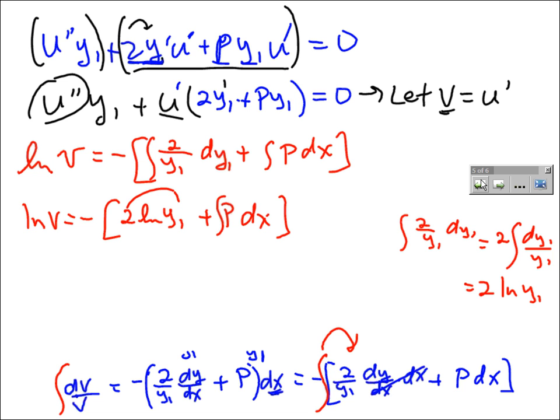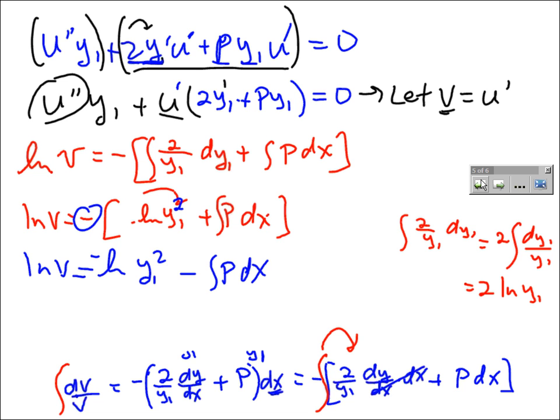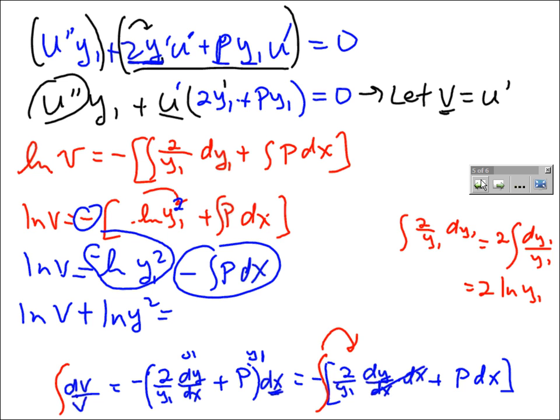In fact, this 2 can come up as the power. In fact, let's do that. The 2's up there. So I have ln of v equals negative, I'm distributing that minus sign, ln of y1 squared minus the integral of p dx. I'm going to bring this to the other side. Then I have ln of v plus ln of y1 squared equals negative integral of p dx. And we're getting there.